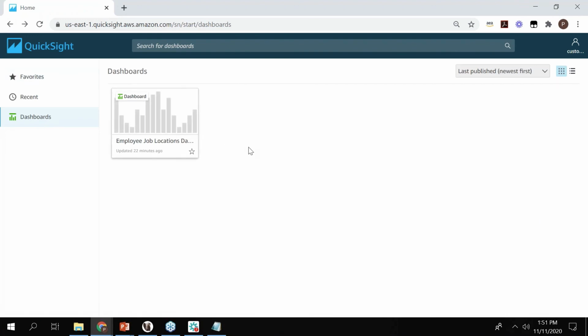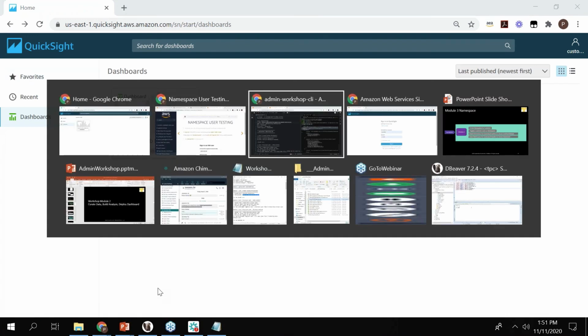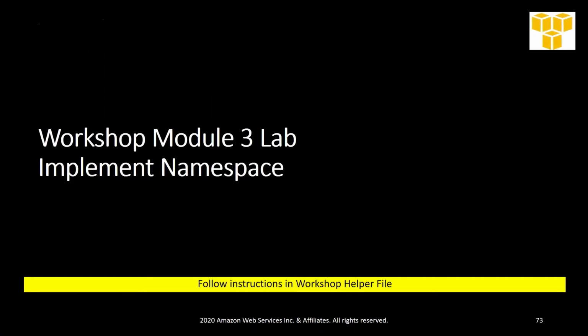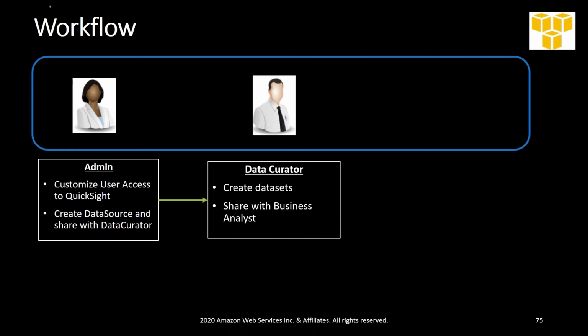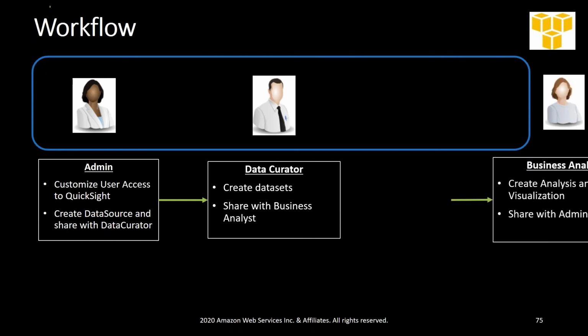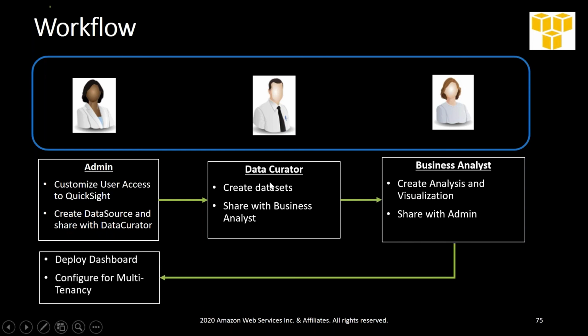Okay, so with that, we kind of come to the conclusion of our workshop here today. So let's quickly summarize what we did. So we started off with a workflow where, we are assuming, an ISV company is the one that's doing this workflow. We can also do it within the enterprise environment. So we are customizing the user access to QuickSight. We set up the data source, and with the data curator, we created the data set as a data curator. We shared it with the business analyst who created the analysis and visualization. They shared it with the admin who deployed dashboard and configured for multi-tenancy.